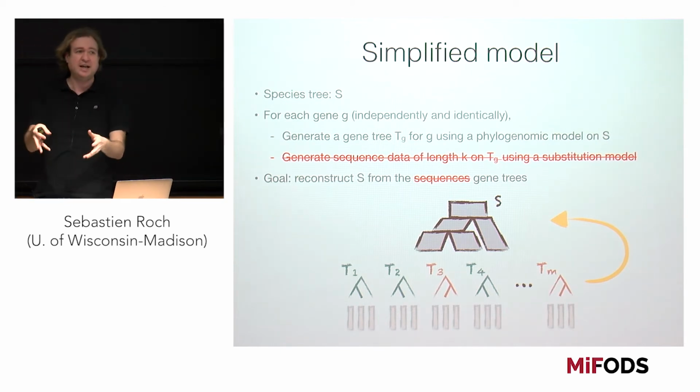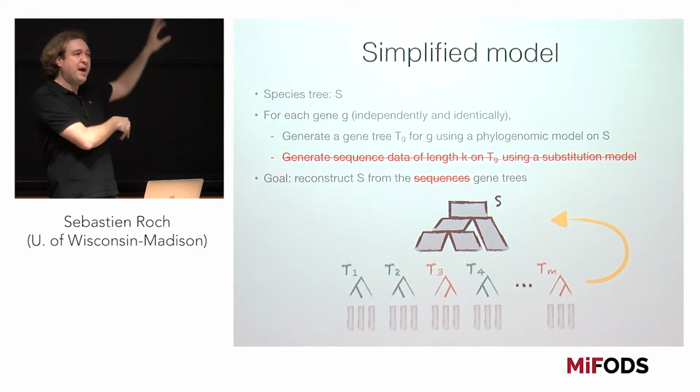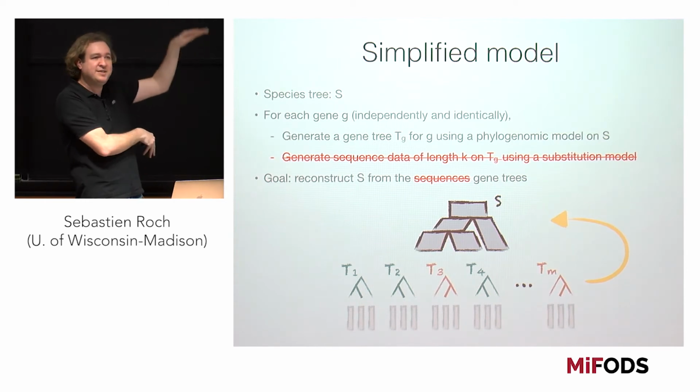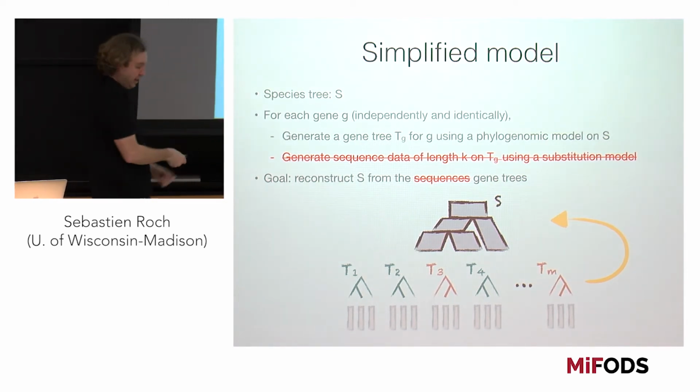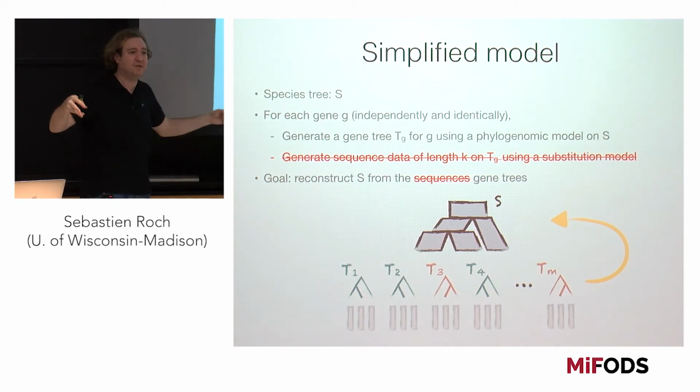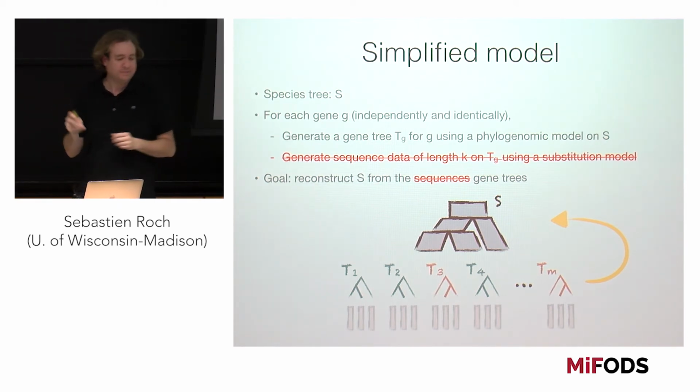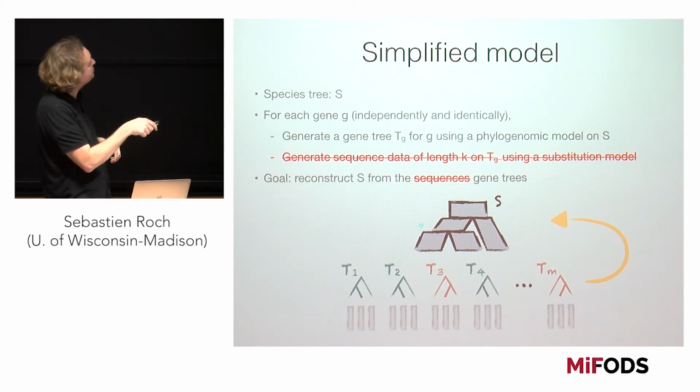What I get is the genetic data. On top of that is my first model, the DNA sequence model evolving on the gene trees, which produces the actual genomic data that I've sequenced and aligned. My goal is to reconstruct the species tree from this.